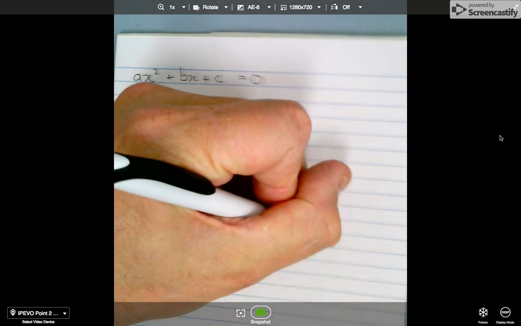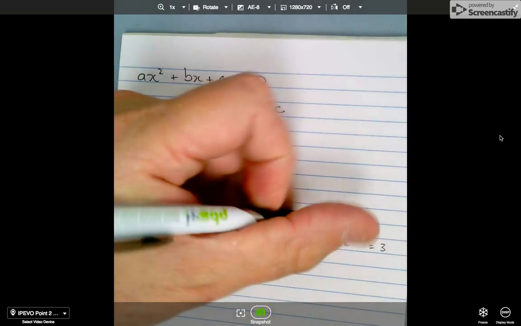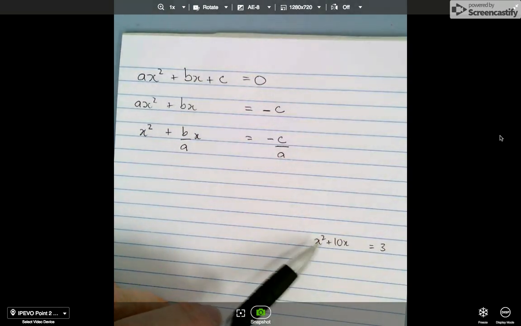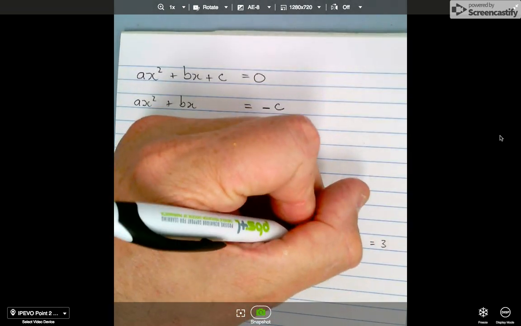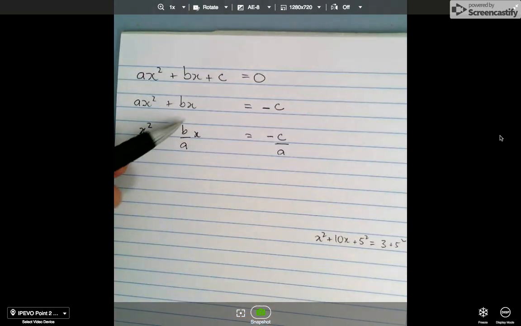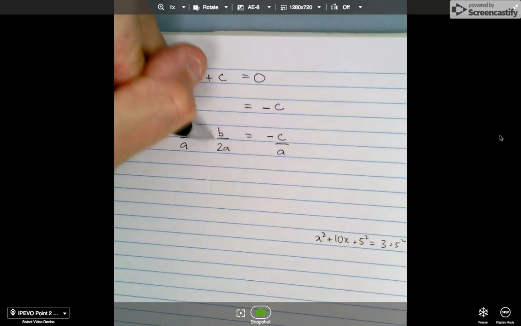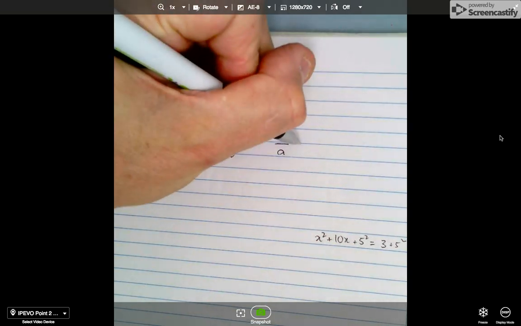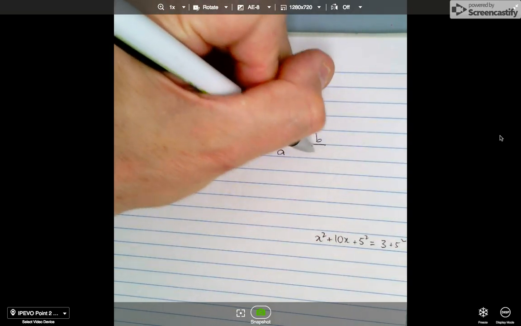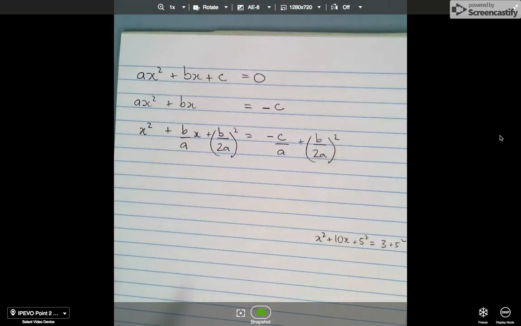If it was something like x squared plus 10x equals 3, say, we halved the 10 to make 5 and then squared it, so it became 5 squared on both sides. We're going to do exactly the same here. We half b over a and square it, so it's b over 2a, squared, and we add it to this side as well, because whatever you do to one side, you must do the other.